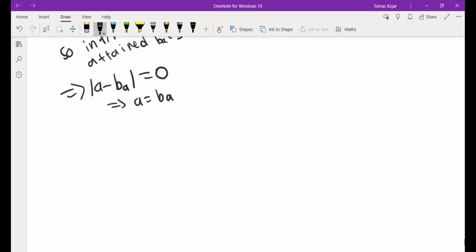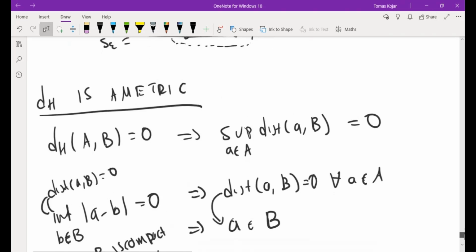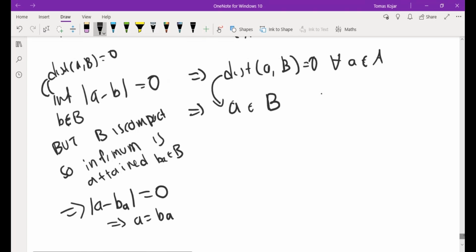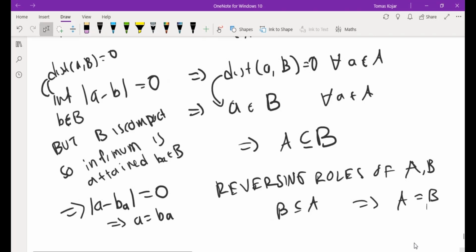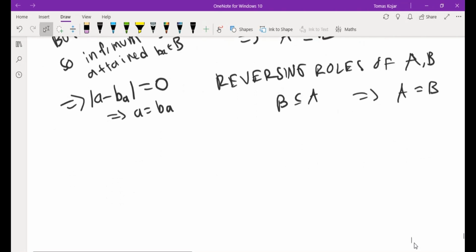Okay, so fine. Let me prove it's a metric. So we proved, yeah, so A is in B for all A in A. So you get A is a subset of B. And reversing roles of A and B, we get B is a subset of A. So together we get A is B. All right. Symmetry is obvious. I'm not going to do that.